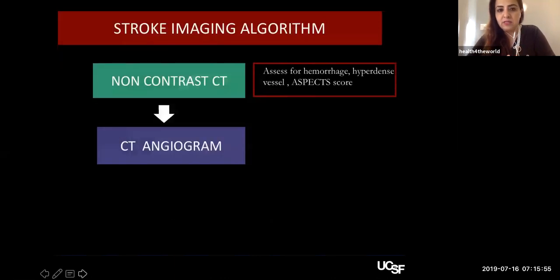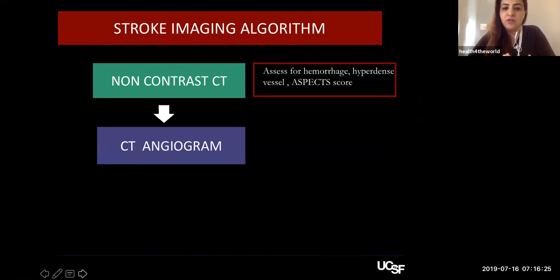Okay, so we did the non-contrast CT, we assessed for hemorrhage, we assessed for a hyperdense vessel, and we calculated the aspect score. Different hospitals in the US have different protocols. Some hospitals report the aspect score on the report. Some hospitals do not report the aspect score. And the reason is because there is some inter-observer variability. So some radiologists might say it's 8 and some radiologists might say it's 9. So some people do not report it in the report.